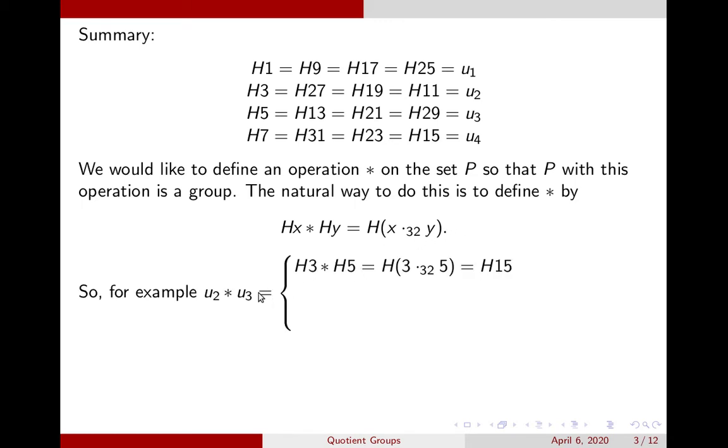So for example, U2 star U3. Well, U2 is H times 3, the right coset determined by 3, and U3 is the right coset determined by 5. So using this definition of star, H times 3 star H times 5 would be the right coset determined by 3 times 5. 3 times 5 is 15. There is a slight problem here, though.